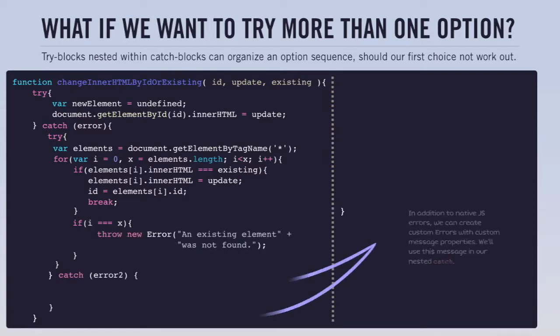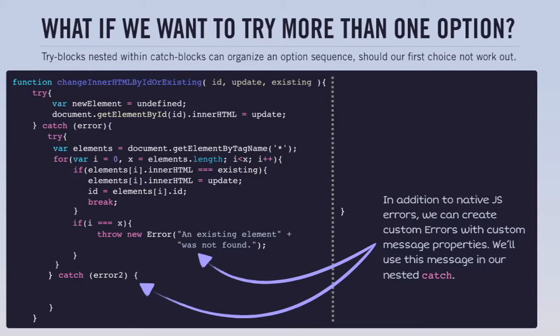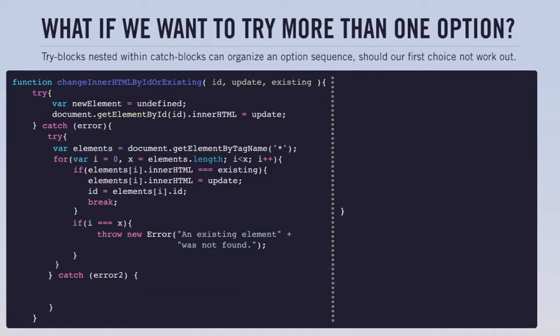That's right. In addition to all of those native JavaScript error types, we can create custom errors with all these custom message properties. And we're going to use that custom message property inside of our nested catch, which is upcoming. Now in our new nested catch block, you can see that our error parameter is called error2. That's because we want to distinguish it from the previous error. We need to give those two parameters, those two errors, different names for use in their blocks.